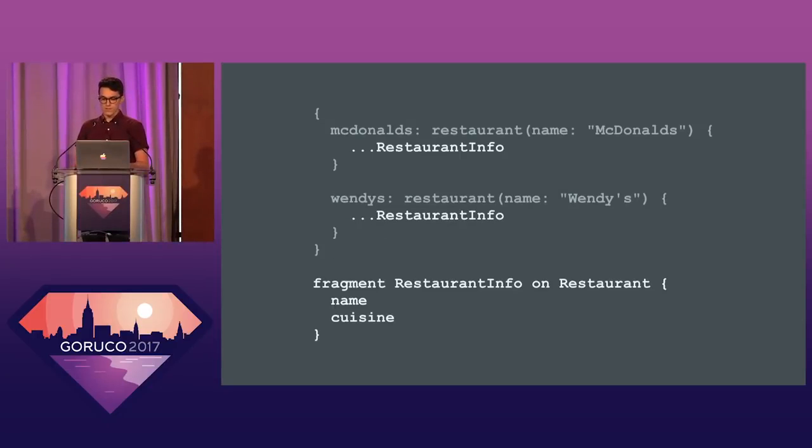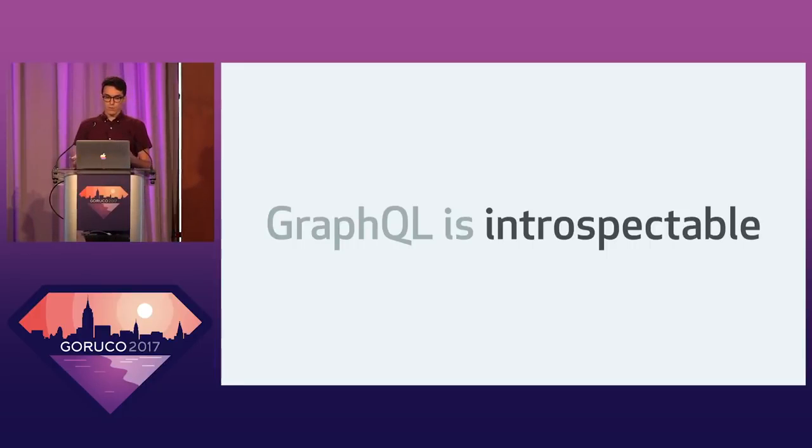Well, what GraphQL allows us to do is create what's called a fragment. So down on the bottom, we define a fragment, we call it restaurant info, and you have to specify which type that it's defined on. Now, once you have the fragment, we can define the things that we'd like to fetch, in this case, name and cuisine, and then we reuse that fragment with this ... notation towards the top.